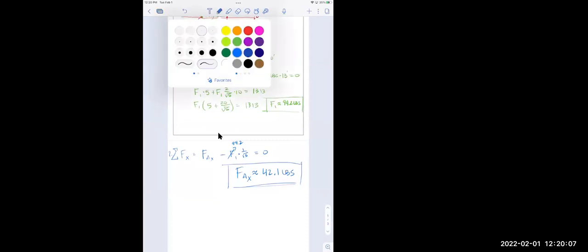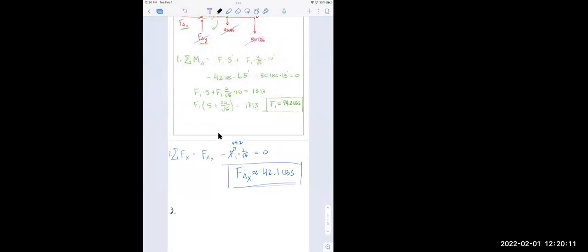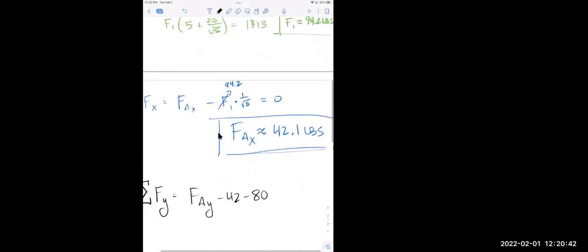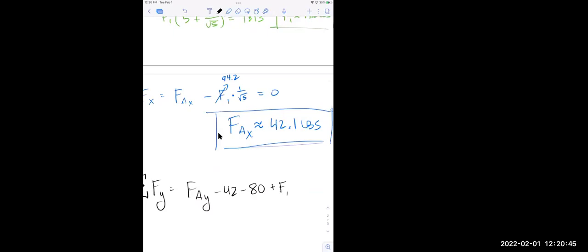And I would assume that if I jump to forces in the y direction, that'll have a similar kind of answer, except lots of those forces were in the y direction. I guessed force AY was going up, so that makes it positive. I see 42 is going down. I see 80 is going down. I've got this force F1 going straight up, and then I got the other force F1, but to modify it, I've got to multiply it by 2 over the square root of 5. So I got 2 force F1s going up. One of them is not modified. The other one is modified by 2 over the square root of 5. And that's it.